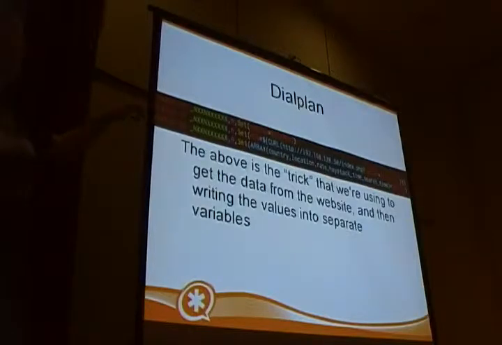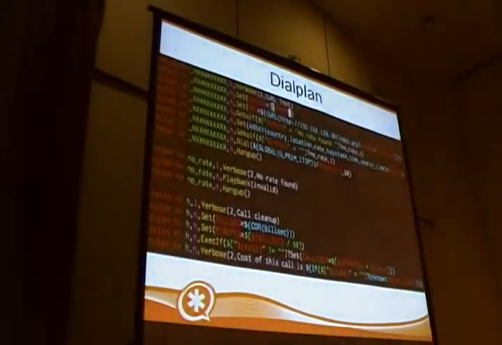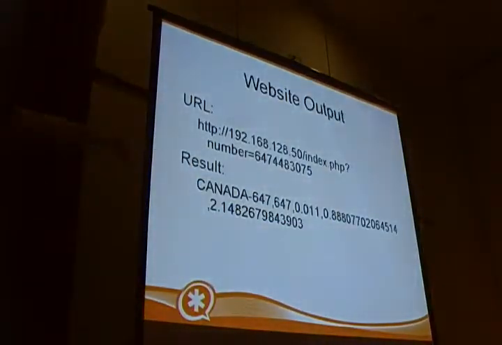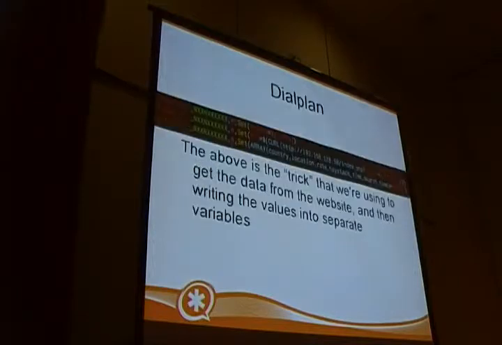Then I use the array function, which, because my format is going to come back separated into different fields with a comma, then I just know that that's the format that's always going to come back, and I just assign it to the array, which will break each of those fields into a separate variable that I can use in my dial plan.